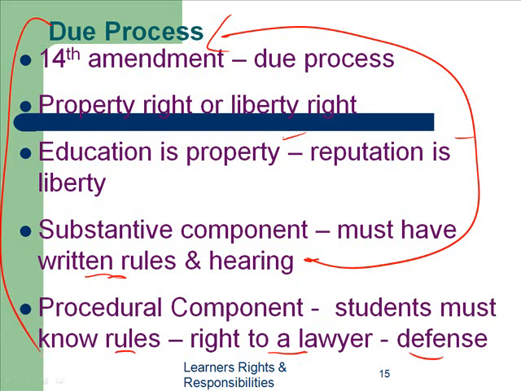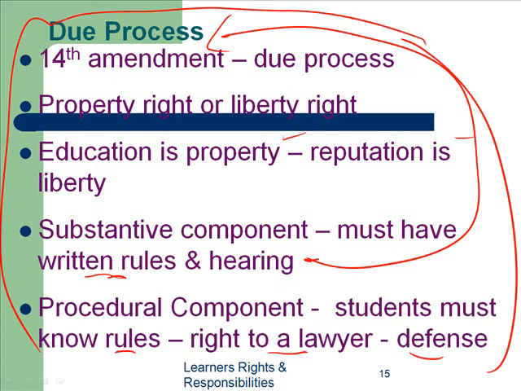Okay, this is one big egg. Now let me make it an egg. Here it is in one egg is what due process is about. Which right were you denied, property or liberty? And two components: substantive says there must be written rules and you're entitled to a hearing. Procedural says that you must know the rules. I can't be held accountable for rules I don't know. And I have a right to a lawyer and to defend myself.